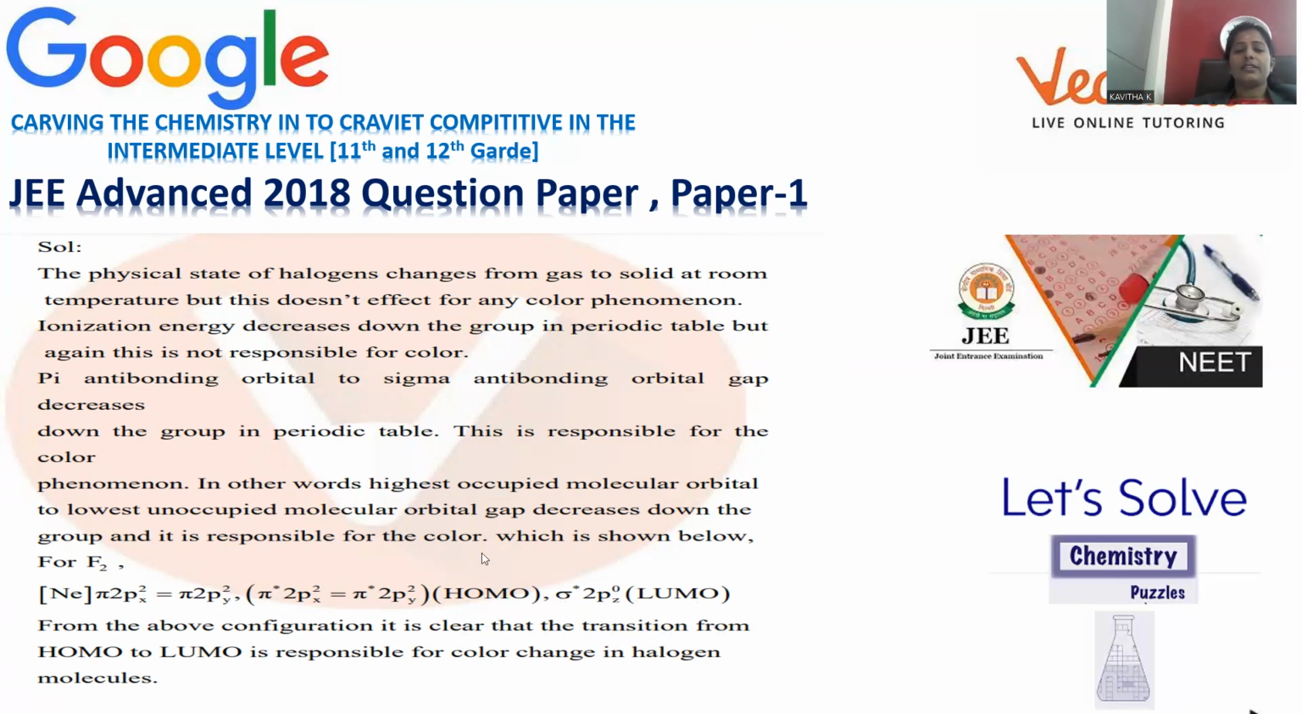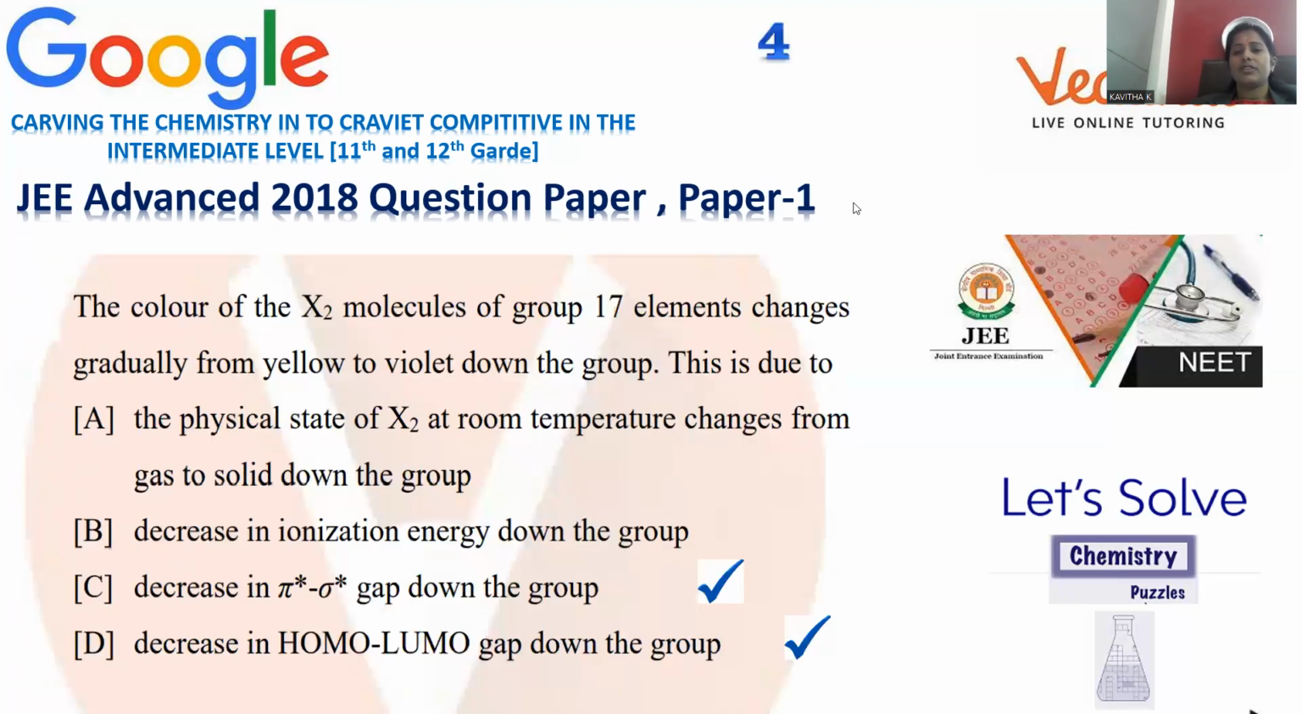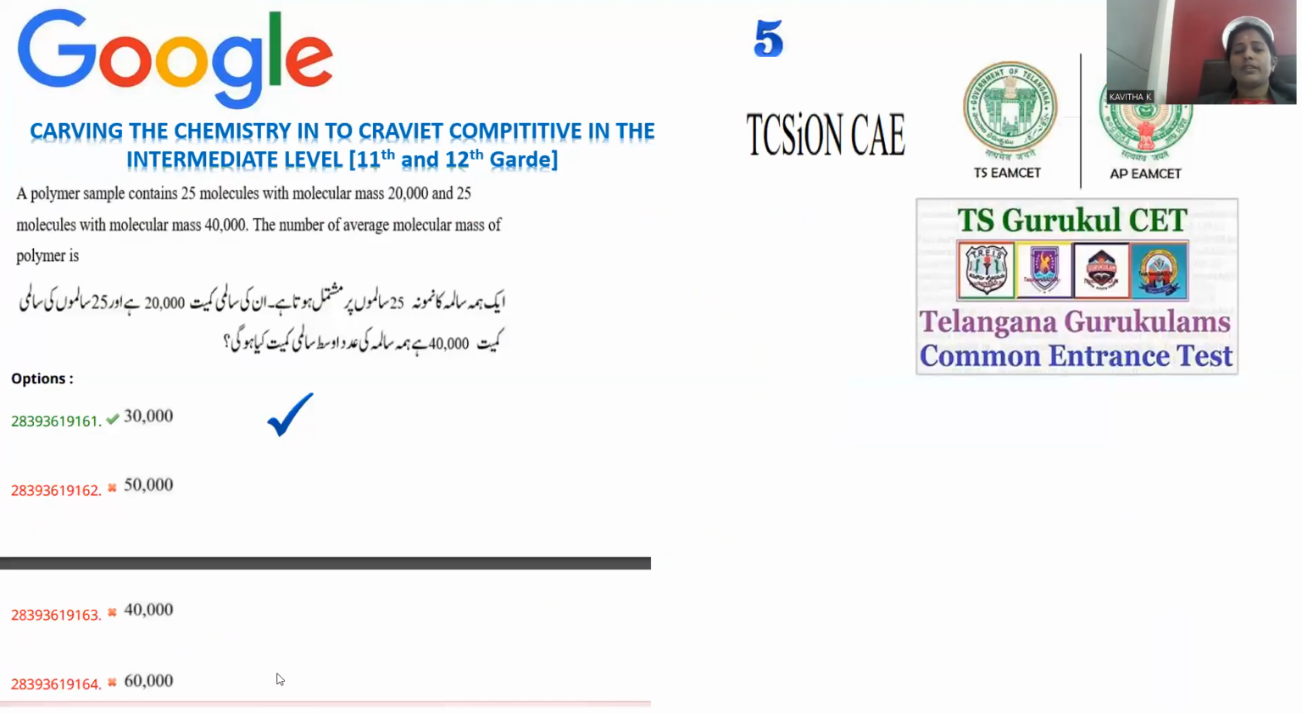Whatever they are saying, if the gap is less, the same will be noticed in the HOMO to LUMO configuration. So the distance is less between HOMO and LUMO. That's the reason why electrons travel easily. The color of the halogens is also intensified because of this flexible motion, right? So this is the way we can answer question number 4. C and D are the correct answers. Move on to question number 5.